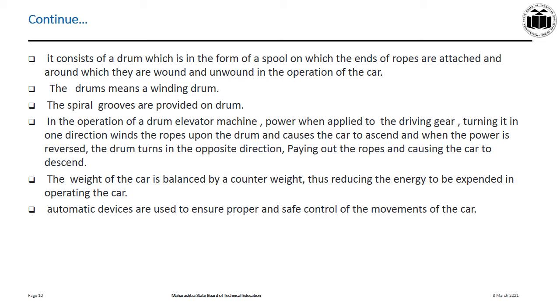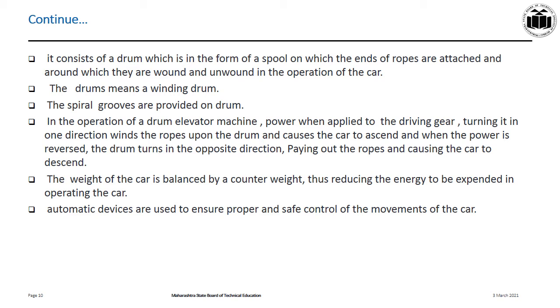In the operation of a drum elevator machine, power when applied to the driving gear, turning it in one direction, winds the rope upon the drum. This is the function of the drum, causing the car to ascend. And when the power is reversed, the drum turns in the opposite direction, paying out the ropes and causing the car to descend. In such a way, the weight of the car is balanced by a counterweight, so as to reduce the energy consumption for the operation of the car.